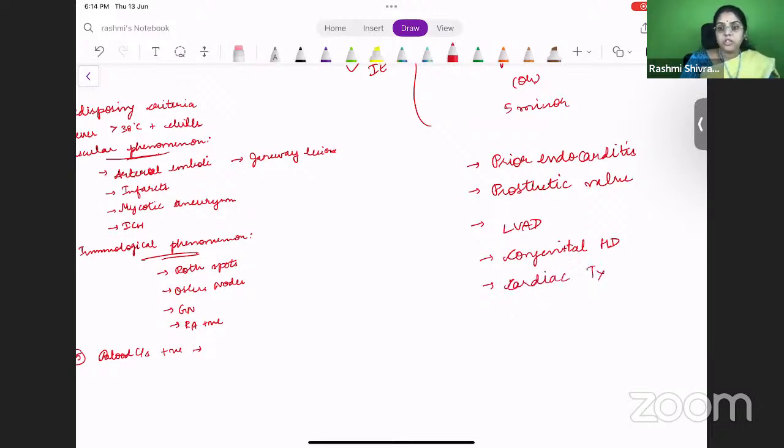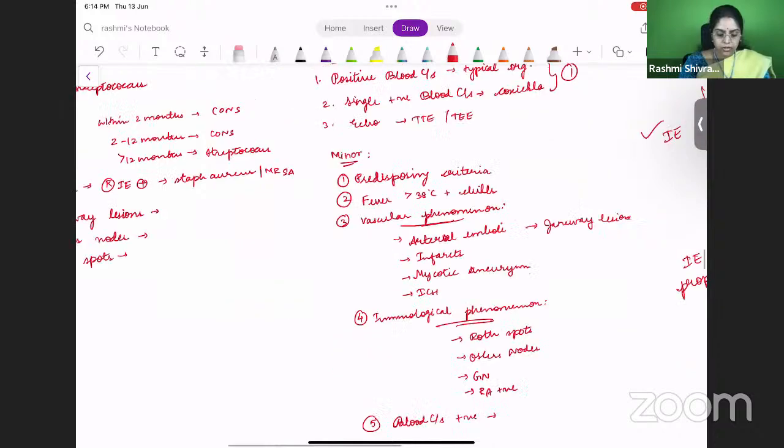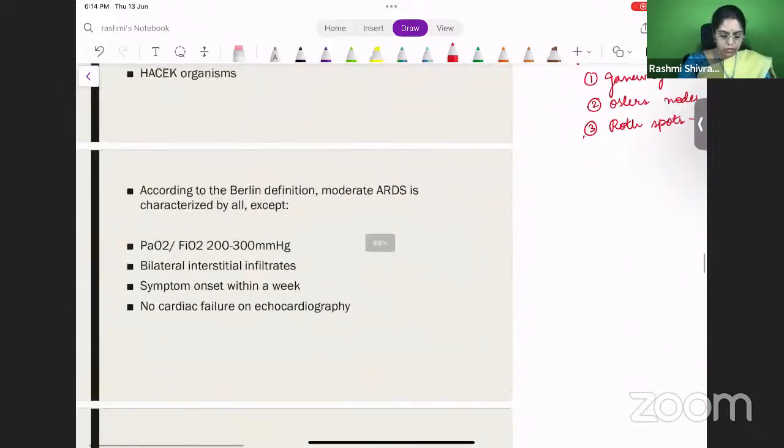Okay, so in these patients, you should be giving the patient infective endocarditis prophylaxis. Right? Yes. So I have covered the topic of infective endocarditis in brief. So this question is done. Let's move on to the next question.